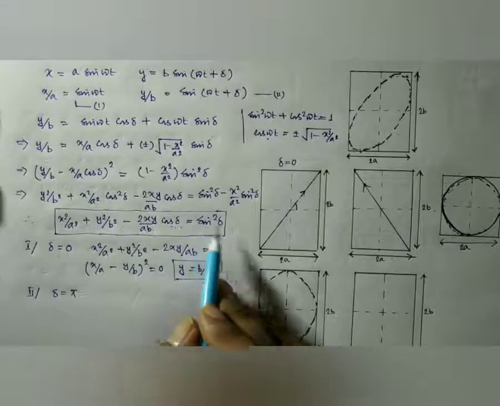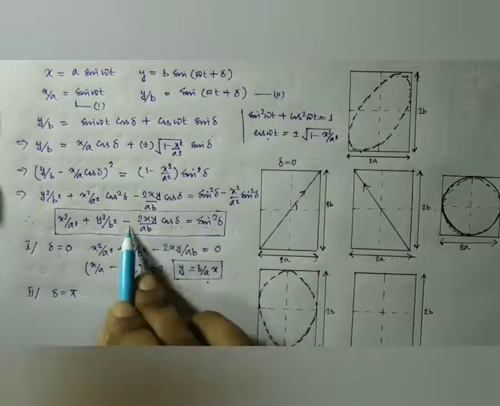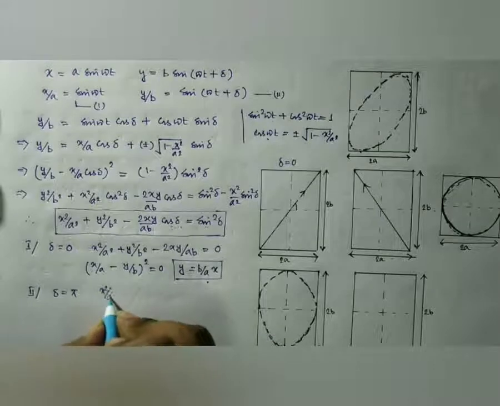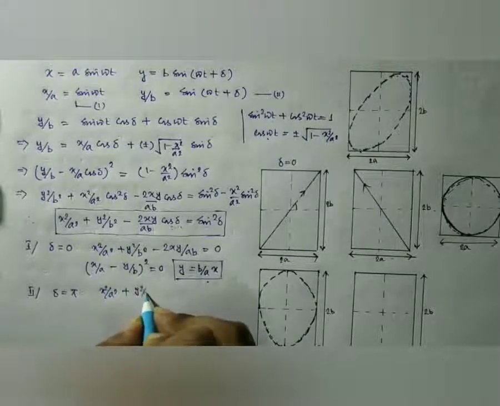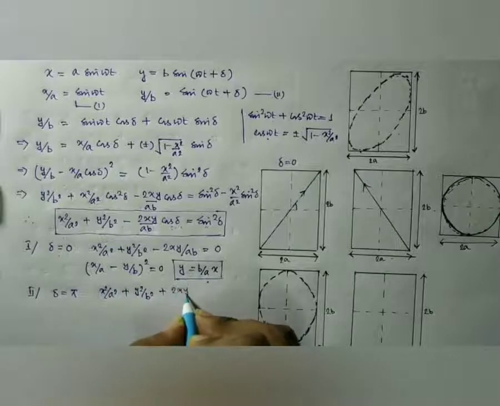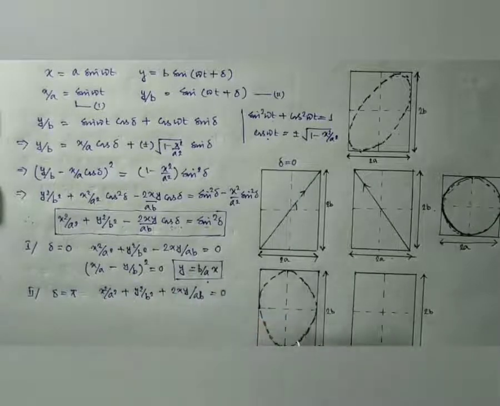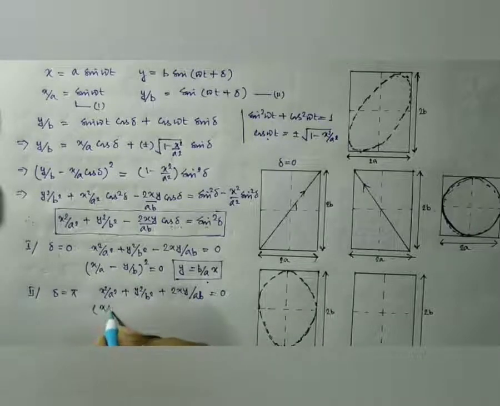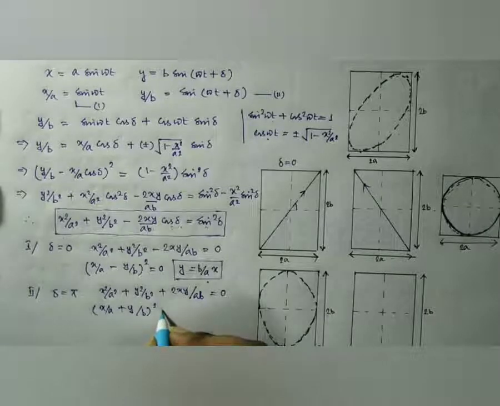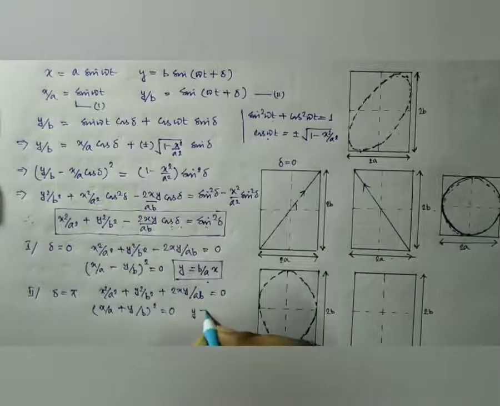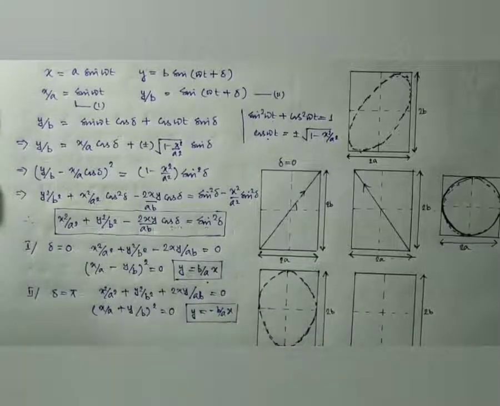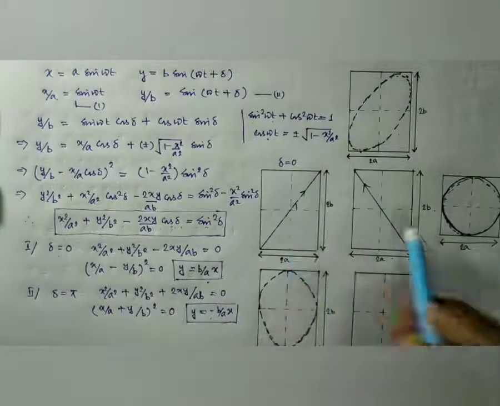Then we again have sin pi is 0 and cos pi is minus 1, so the term becomes plus. So we have x square by a square plus y square by b square plus 2xy by ab equal to 0, and from here we have x by a plus y by b whole square equal to 0, which gives me y equal to minus b by a into x. Now look here, it is minus mx. It has a negative slope. It is also a straight line passing through the origin, just like the first case, but it has a negative slope.